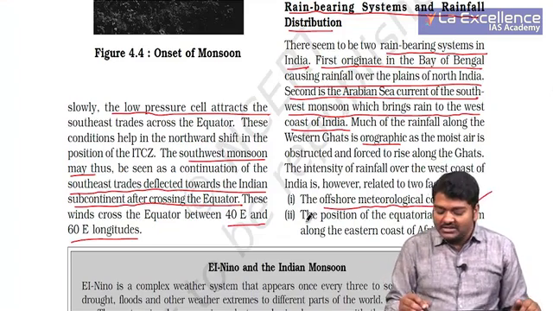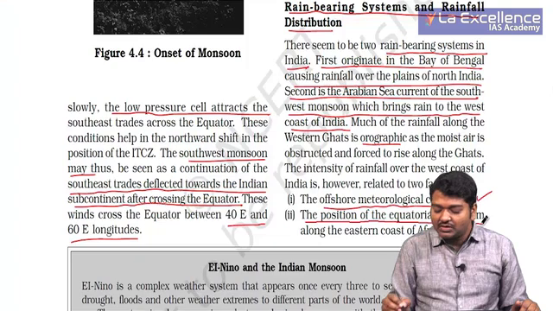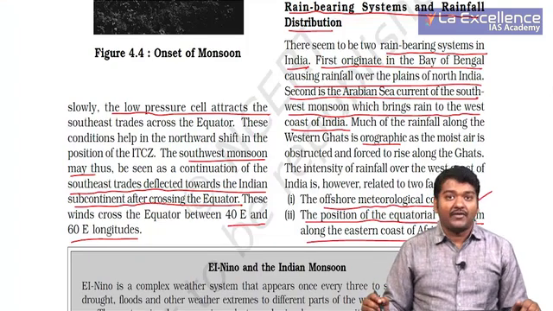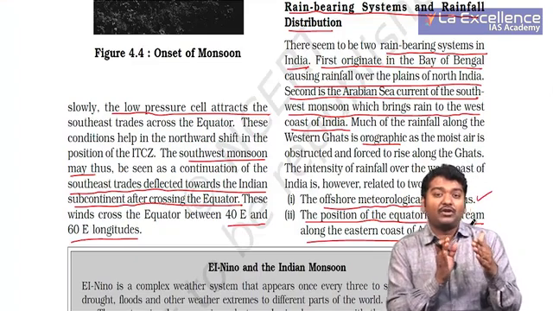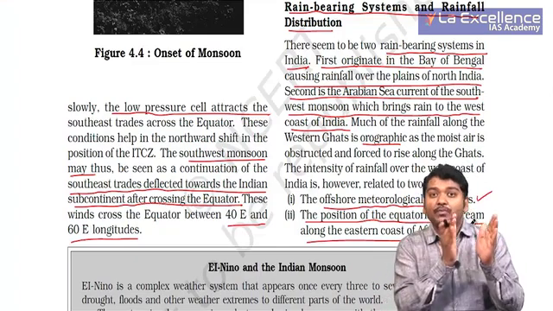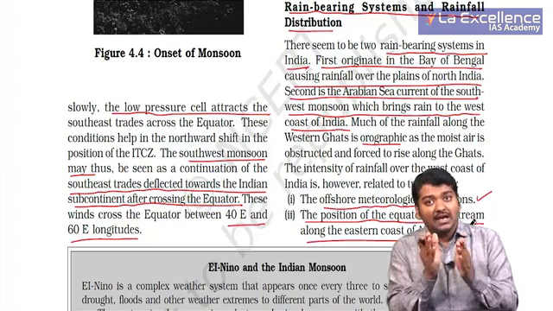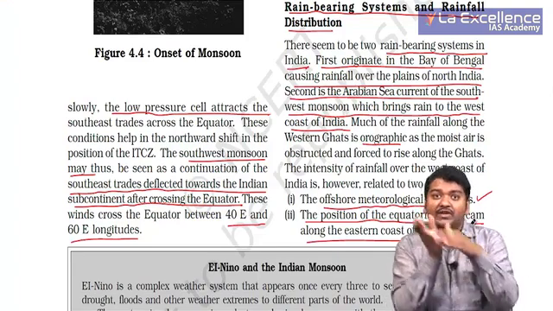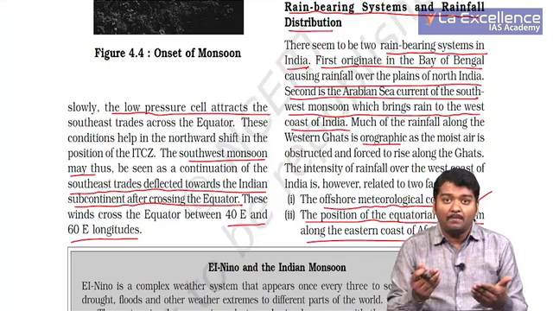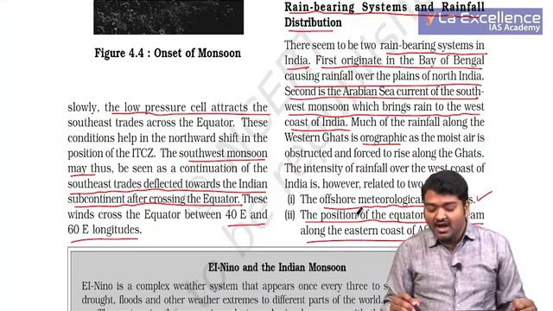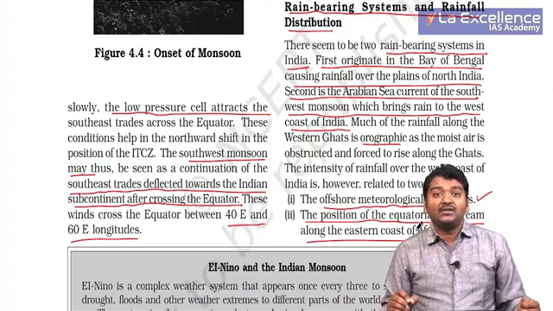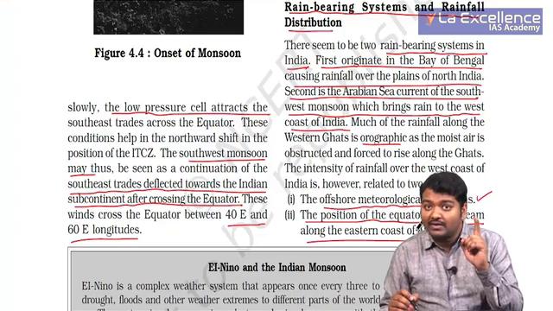Then we need to understand the position of the equatorial jet stream along the eastern coast of Africa. I have already told you that whenever we talk about the winds blowing after crossing the equator, it should be in between 40 to 60. So this position is also very, very important. Whenever the position changes, I have already told you there will be an impact. So this is what we are trying to say. The position of the equatorial jet stream along the eastern coast of Africa is also very, very important.